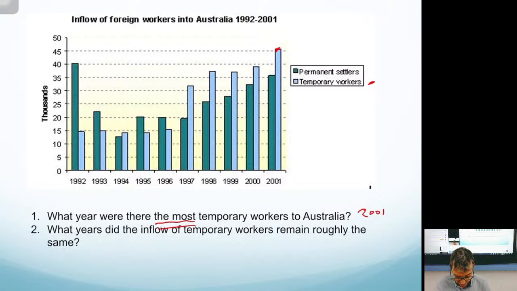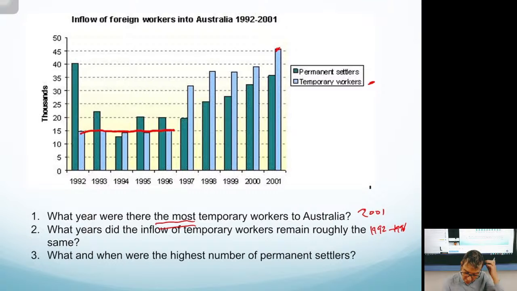Okay, let's continue on. What years did the inflow of temporary workers remain roughly the same? So now we're looking for a period of time or a duration where the light blue is the same or roughly the same. Not exactly the same, it doesn't have to be exactly the same. Alright, well we can see that it starts here, continues on, and stays the same from 1992 to 1996.